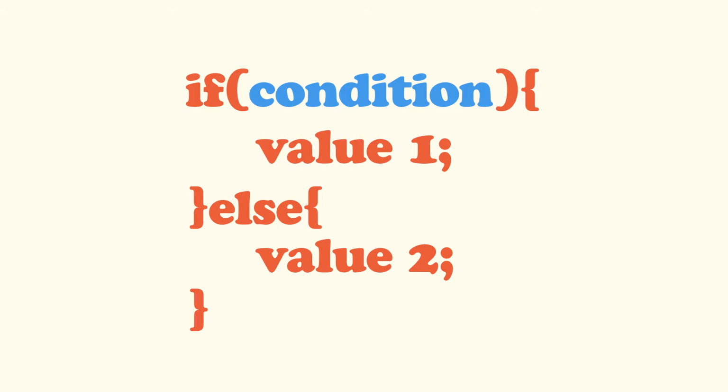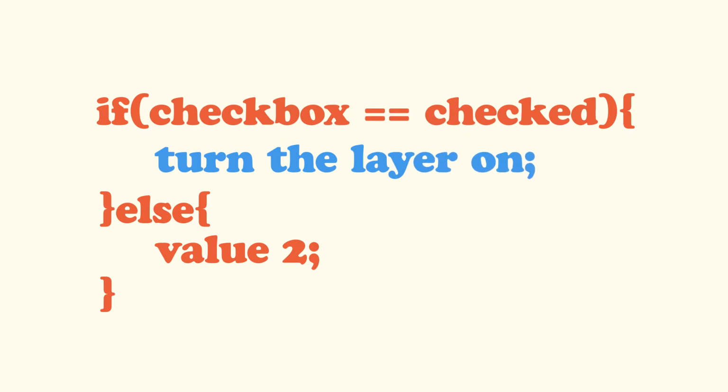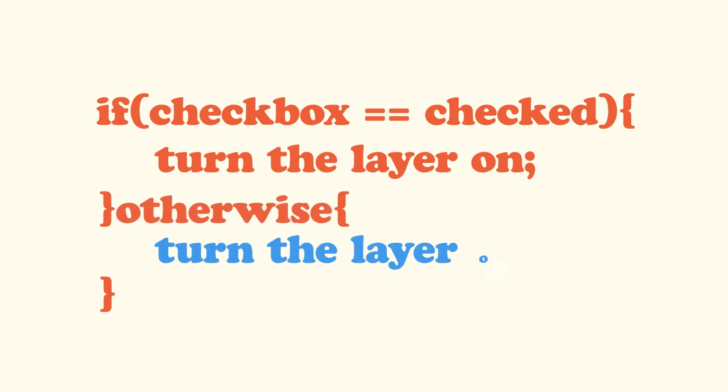This is where we're going to tell After Effects what we wanted to calculate, compare, whatever the condition is. In this case, I want to turn a layer's visibility on and off based on a checkbox. So my condition would be if the checkbox is checked, turn the layer on. Else, or otherwise, if it's not checked, turn the layer off.